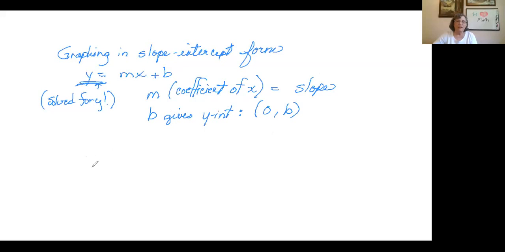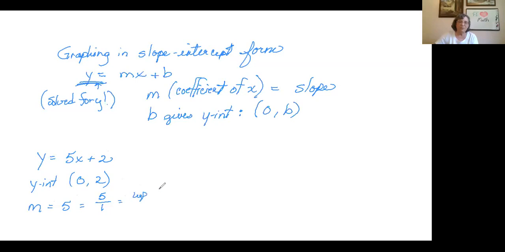So if I have an equation like y equals 5x plus 2, then I know that the y-intercept, if I were to plug in 0 for x, would leave me the 2 for y. So the y-intercept is the point 0, 2. The slope is 5, which is the fraction 5 over 1.